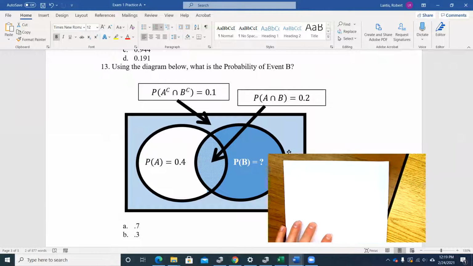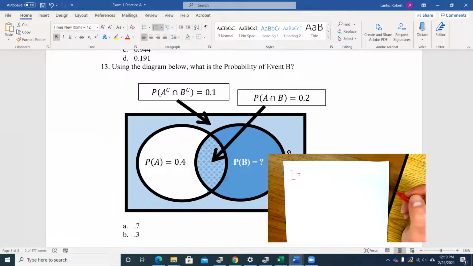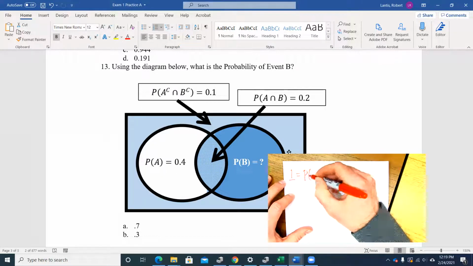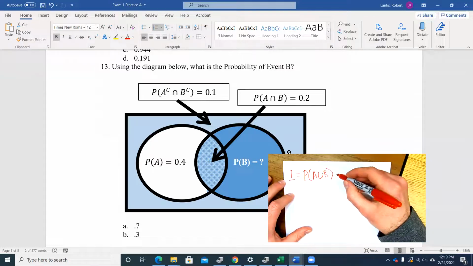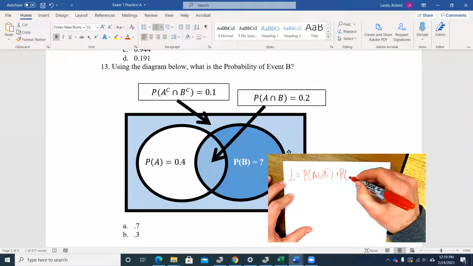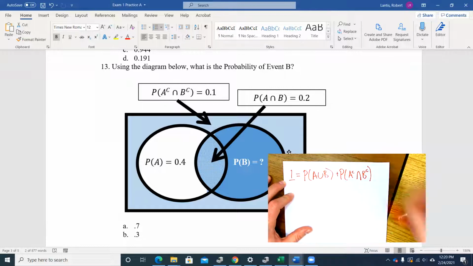So all I'm doing there is saying, I know that the entire experimental outcome space is 1. So if I take the union, or what's in either one of those circles, and I add to that what's outside of those circles, which I'm told, and you'll be told on the exam this as well, is the intersection of the complements, I know those have to add up to 1.